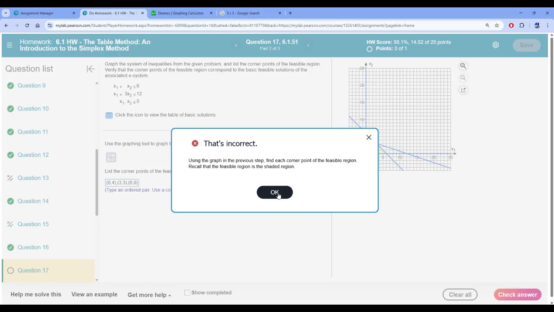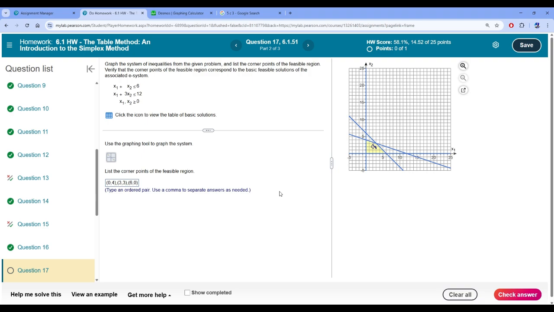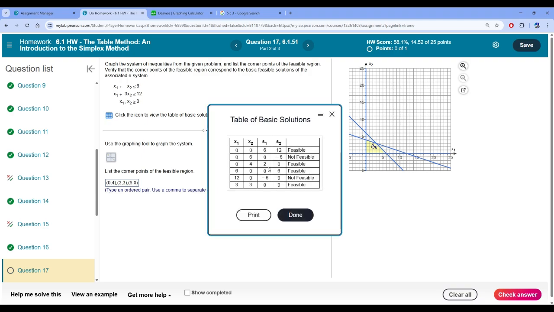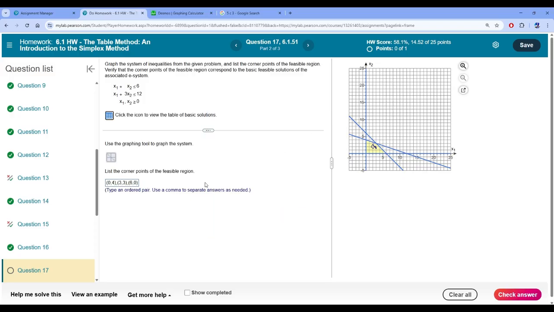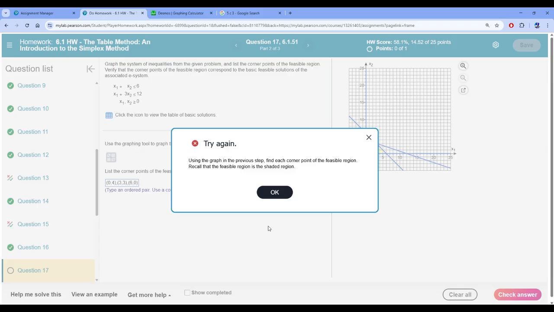And let's check those. Using the graph in the previous step, find each corner of the feasible region. Recall that the feasible region is the shaded region. So where did I mess up? (6, 0), (3, 3), (0, 4). That is 1, 2, 3. Where did I mess up?